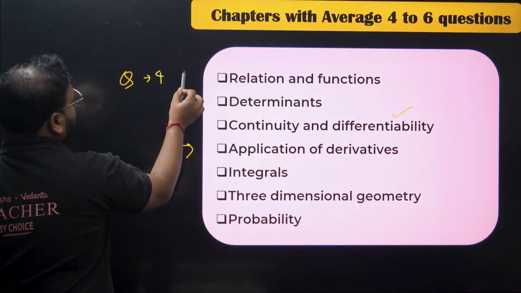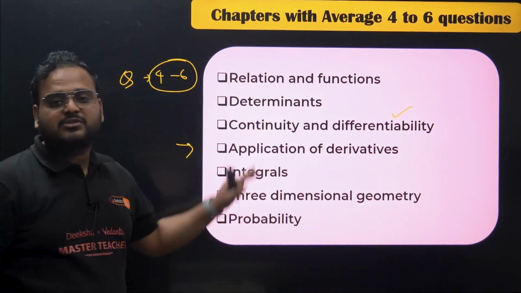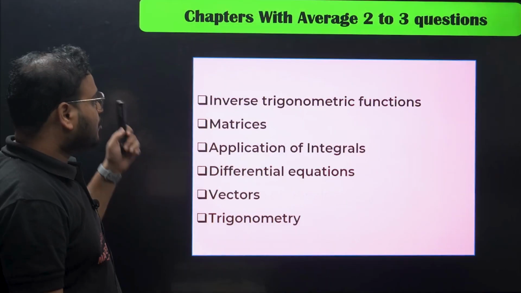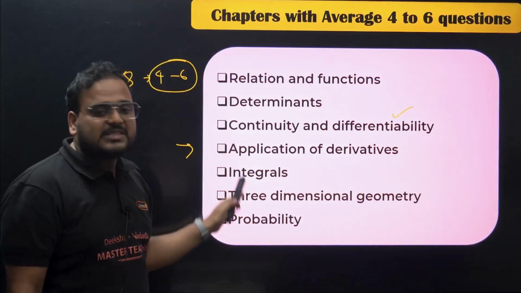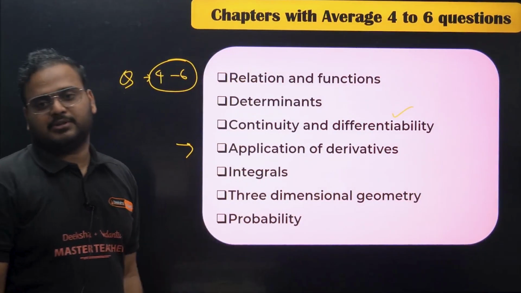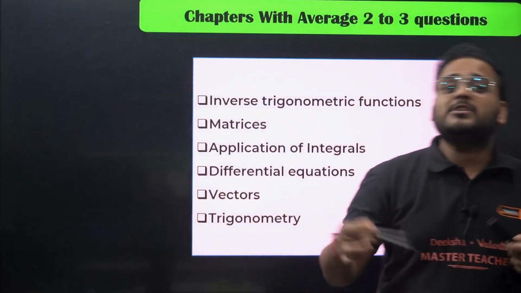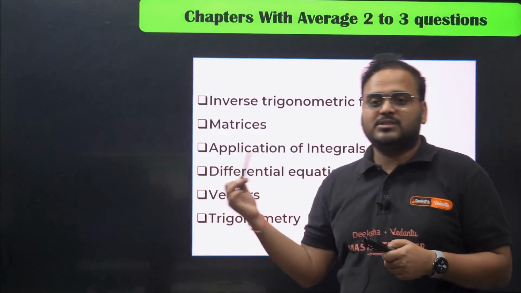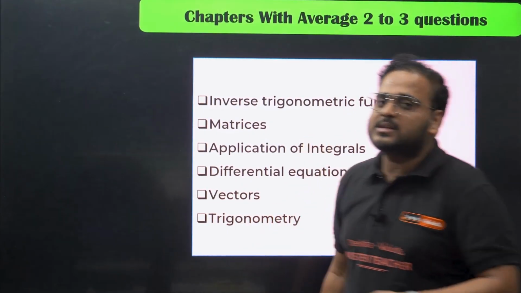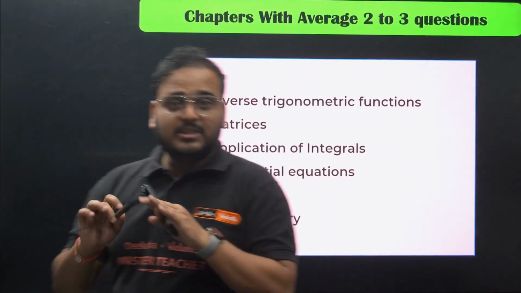Okay, 4 to 6 questions can be asked from these chapters. The list is over here, so you have to give, of course, first priority, first attention to these chapters. They have to be given priorities, and you must be very thorough and very clear in these concepts. Very much practice should be done without any negotiations.